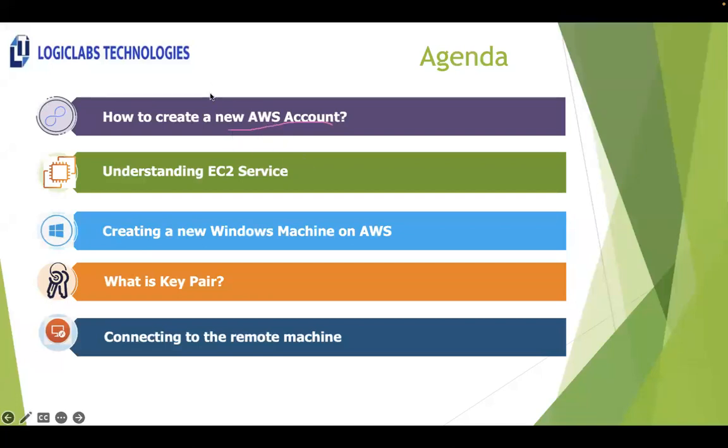So as part of today's agenda, we'll understand what is the EC2 service. Then we'll understand how to start a new Windows machine on AWS. While creating a machine, we'll understand what a key pair is. And finally, we'll try to connect from my local system to the AWS cloud machine. As I remember, only the first is completed, how to create a free tier account. Right, folks? Am I correct?